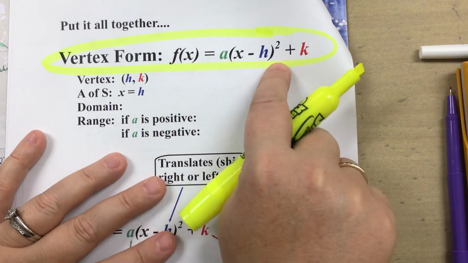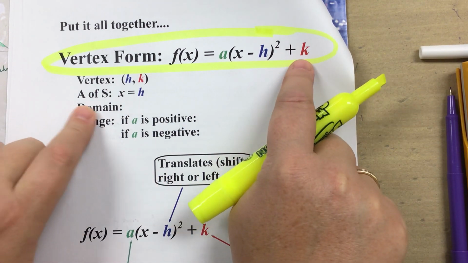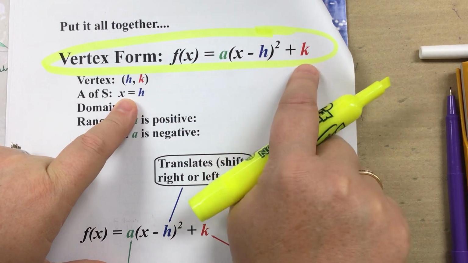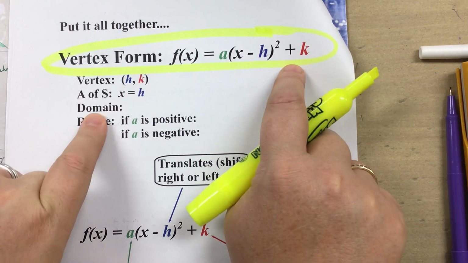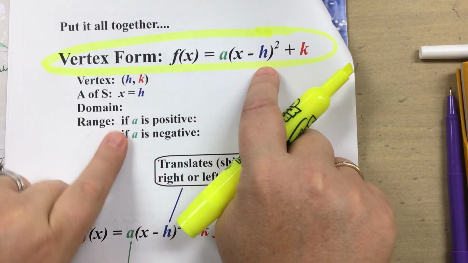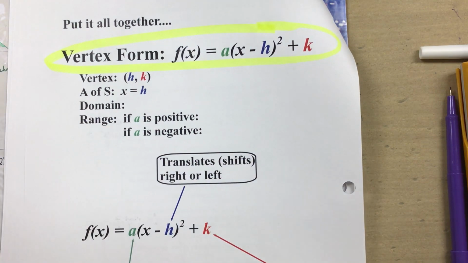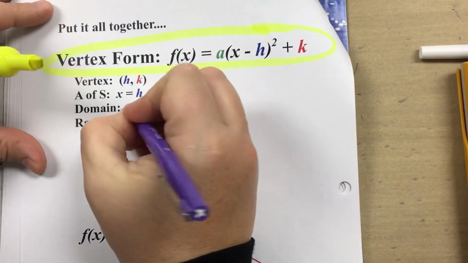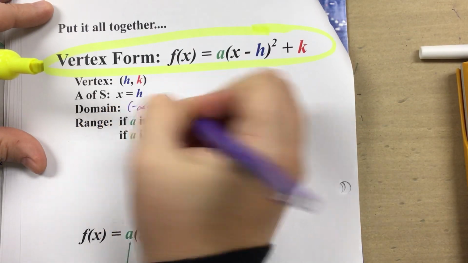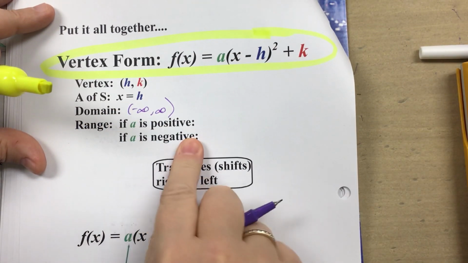But if it's in vertex form, it's a little easier to deal with here. So your vertex is (h, k). Your axis of symmetry is going to be x equals h. Your domain is going to go from negative infinity to positive infinity. And your range is your y values.